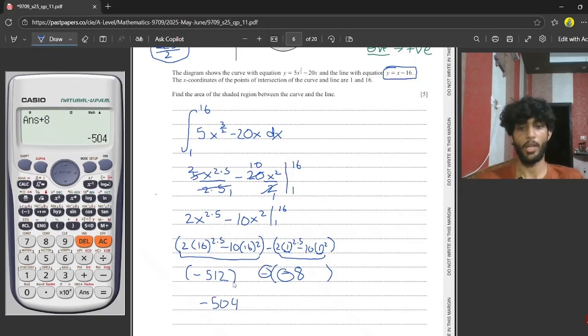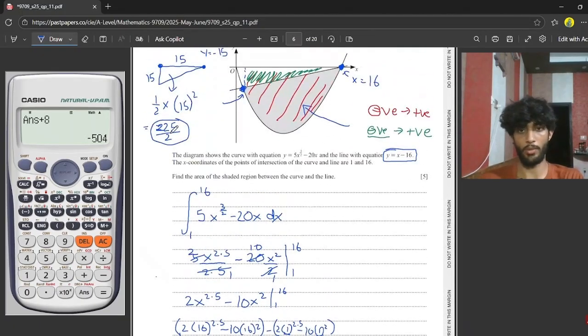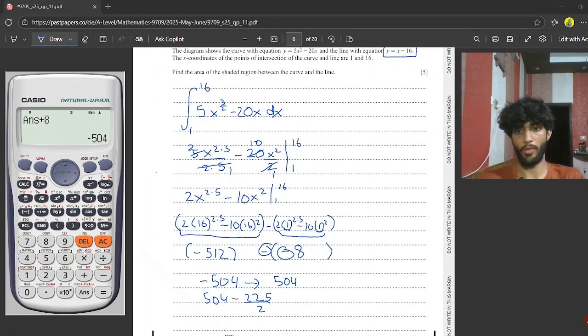Minus 504. Now I told you you're going to get a negative answer for the area because your area is under the x-axis. So you're just going to turn this into a positive number, 504. And then this is your red area that you were looking at. So now you can minus the green area from the red area. It's going to be 504 minus 225 over 2. Let me see if that was 225 over 2. Yes. So this is going to be 504 minus 225 by 2. That is equal to 391.5.